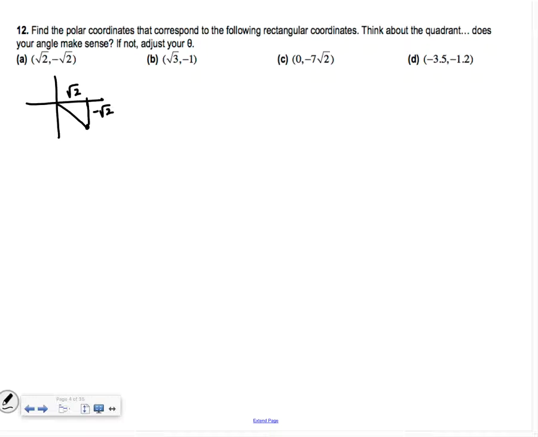Okay, but what about your radius? What about this length right here? How do I find that? So I'm going to do r squared equals root 2 squared plus negative root 2 squared. So we end up getting 2 plus 2. So r squared is 4, so r is then 2.